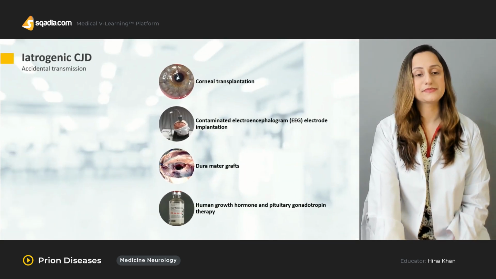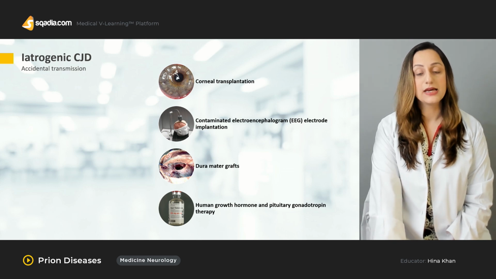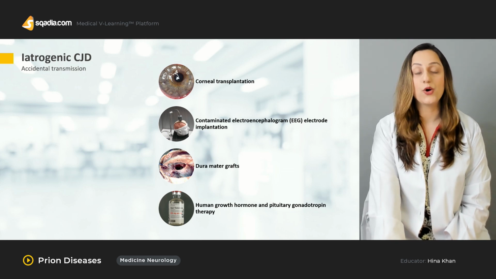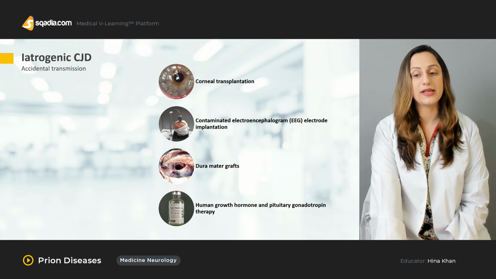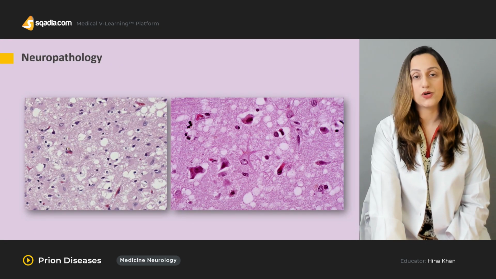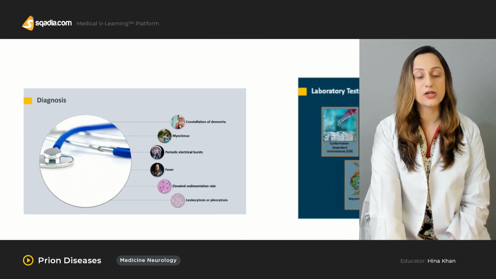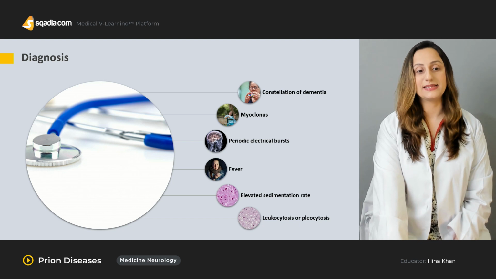over here. The iatrogenic Creutzfeldt-Jakob disease, which basically encompasses the corneal transplantation as well as the EEG electrodes, dura mater grafts, as well as the human growth hormones, can also cause these kind of CJD syndromes. The neuropathology and how does it look under a microscope would be discussed in detail.